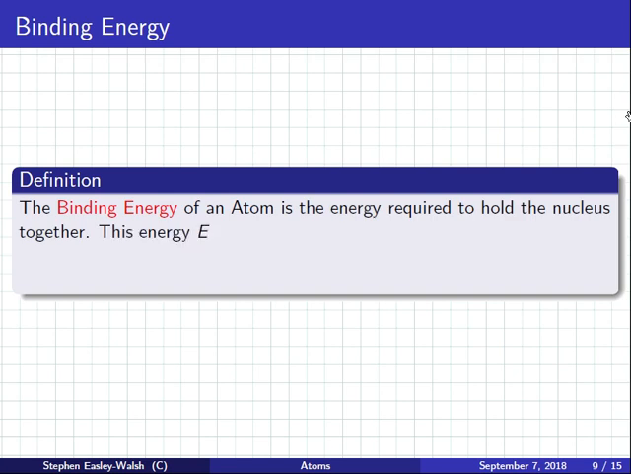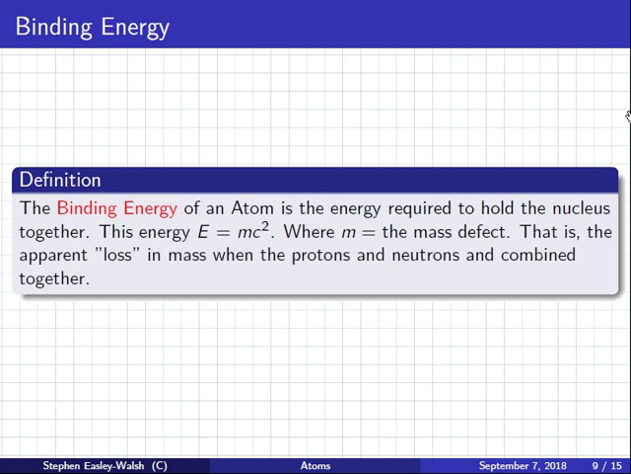This energy E, do you want to guess what the formula is for it? Go on, I'll give you one guess. Correct. Where M is the mass defect, that is the lost mass.